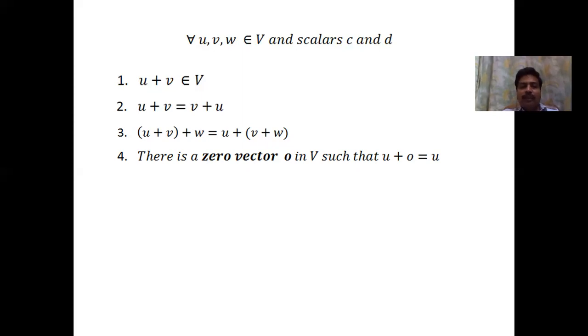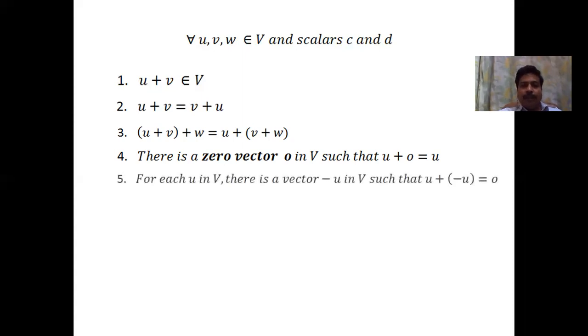So I can reread it. There is a 0 vector O in V such that U plus O is equal to U. So O does not affect anything. It will give you the original vector. It does not change the situation. So that is the 0 vector. It is similar to the identity element in a group.